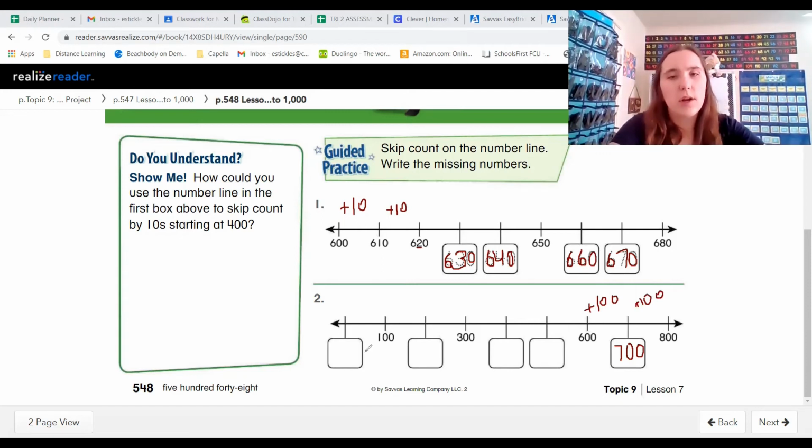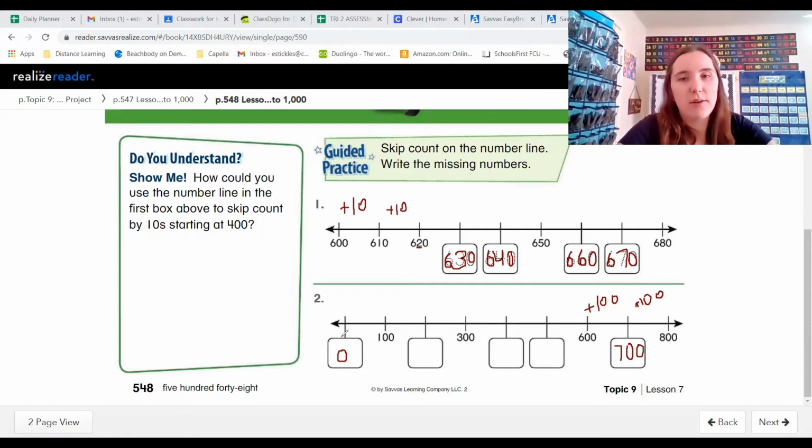So let's think. If we're starting at 100, but there's a missing number down here, what is 100 less than 100? It's just 0, which means our number line starts at 0. So we go 0 plus 100 equals 100. 100 plus 100 equals 200. Our hundreds are the only things changing in our numbers. Plus 100 equals 300. Plus 100 would be 400. Plus 100 would be 500. Plus 100 would be 600, and then 700 and 800. We figured it out. We're going to watch one more quick video.